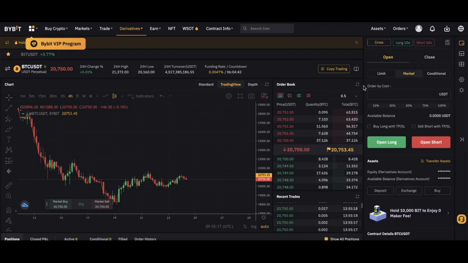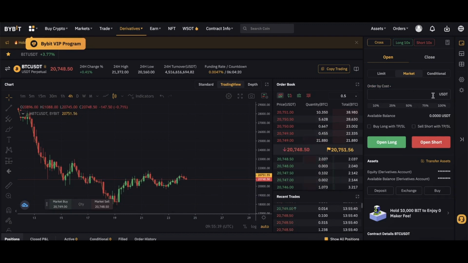And the market order is this one where we go directly into the market with a buy opportunity, so a long position to trade this to the upside, or a short position to short this for the downside. Then you can go here, the order cost in USDT.